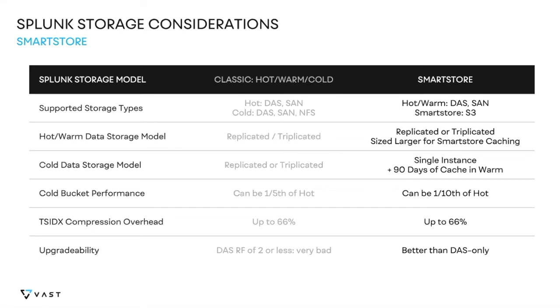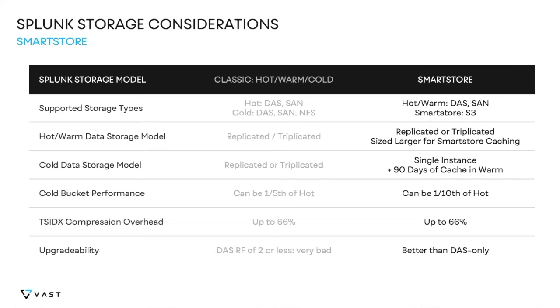So it's more efficient from a storage model perspective, excepting for the fact that Splunk advises that you keep 90 days of SmartStore cache in warm. So if you have clusters that are being built for less than 90 days retention in total, it doesn't always make sense. And you have to be sure to size for that cache, which is typically advised to be kept in a warm or a hot bucket. And of course, that has a cost implication, particularly if that data is going to be replicated. And then you also have the same compression overhead.